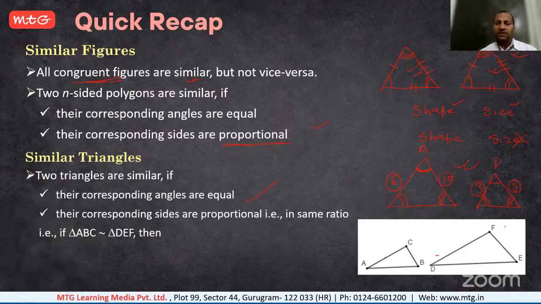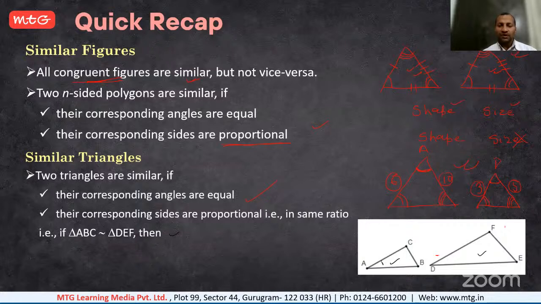So here you can see two triangles. One is triangle ABC, this is the small one. Another triangle is DEF. These two triangles are similar if their corresponding angles are equal. The corresponding angle of A is D, so these two angles should be equal. Angle B's corresponding angle is E, so these two angles should be equal. So obviously then the third angle will also be equal.